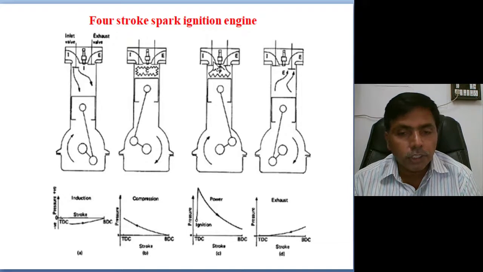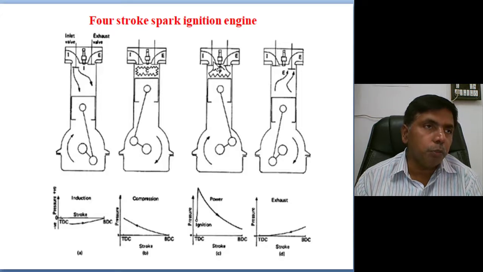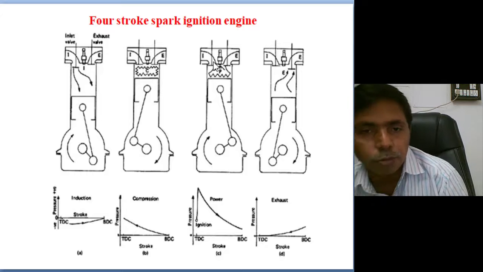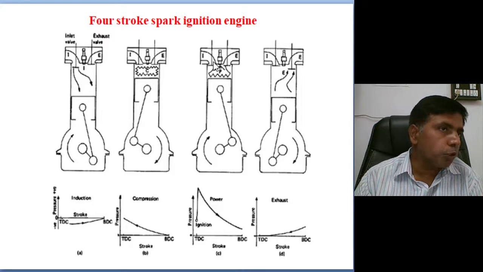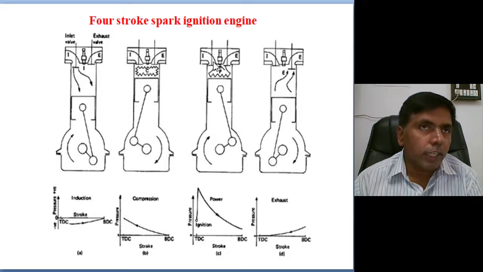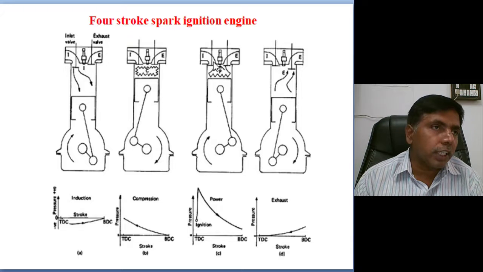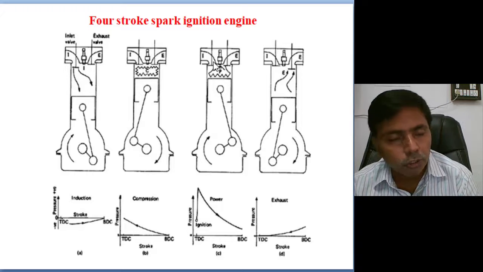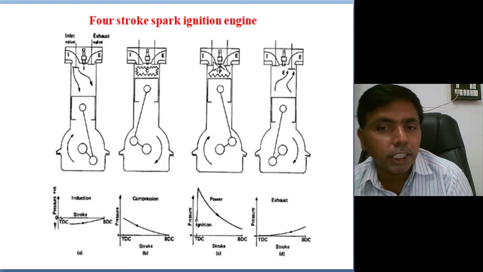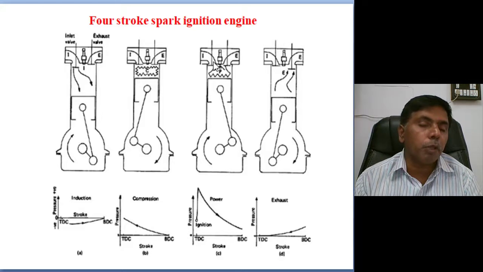Okay, so these are the 4 strokes. The first stroke is intake: the piston is moving from TDC to BDC, the inlet valve is open, and because of the creation of vacuum, suction takes place automatically. There is no pump used for suction. Second, compression: both valves are closed, and we compress the air-fuel mixture to the clearance volume. Third, we give the spark, both valves are closed, and combustion completes. After complete combustion, reaching peak pressure and temperature, the piston moves from TDC to BDC. This is the power stroke.